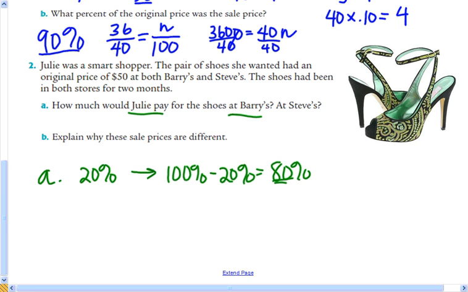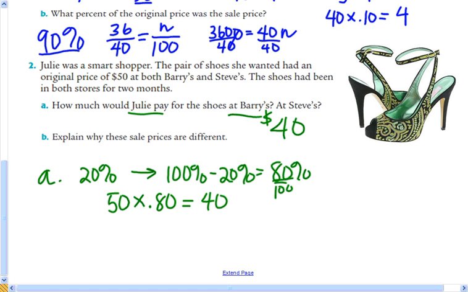So I'm just going to take 50 times, and 80% is just the ratio 80 out of 100, which is 0.80. And 50 times 0.80 is 40. So Julie, if she goes to Barry's, she gets them for $40.